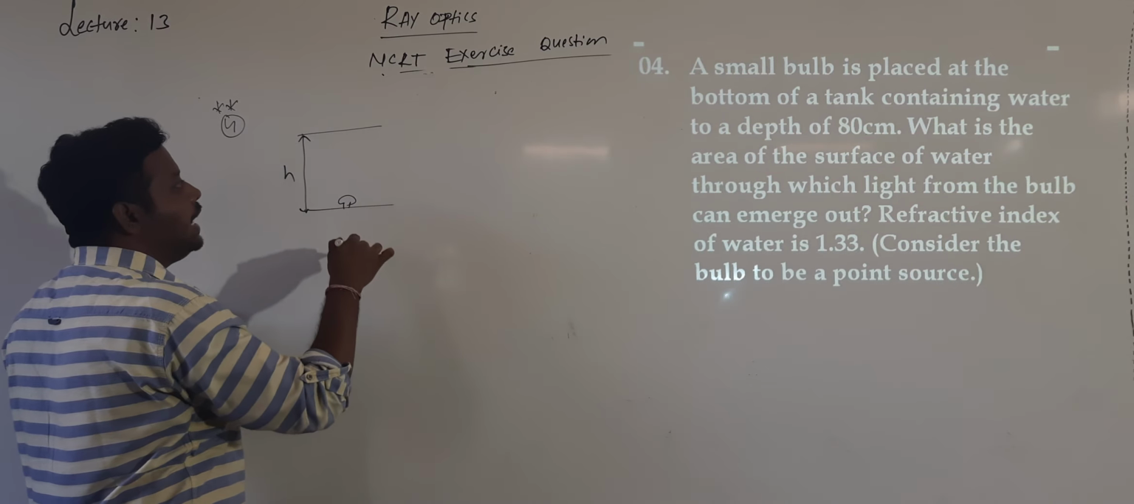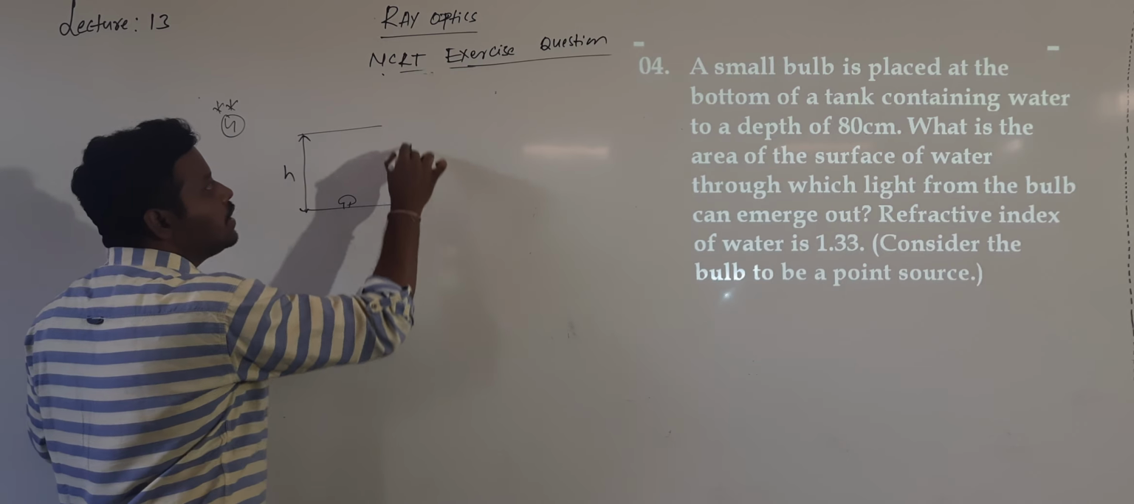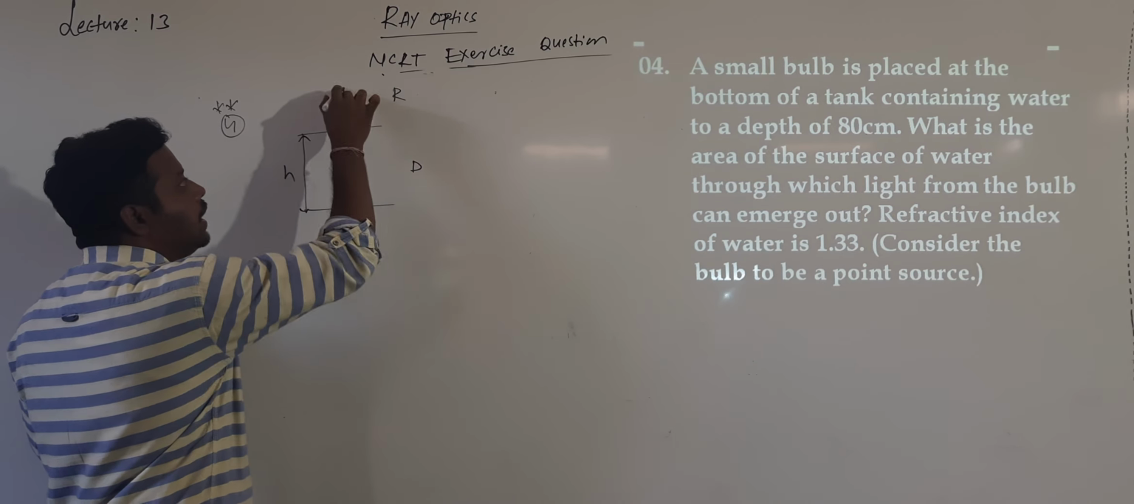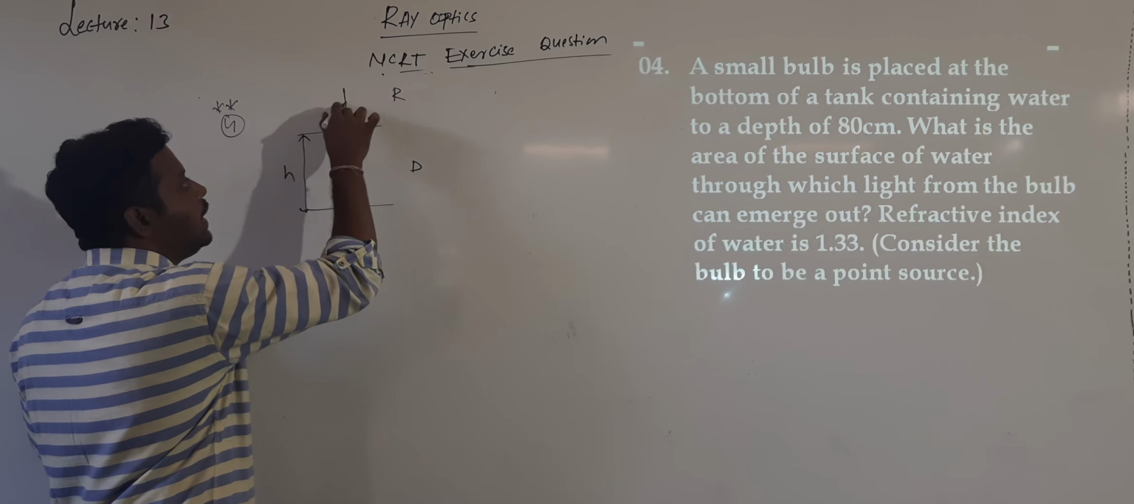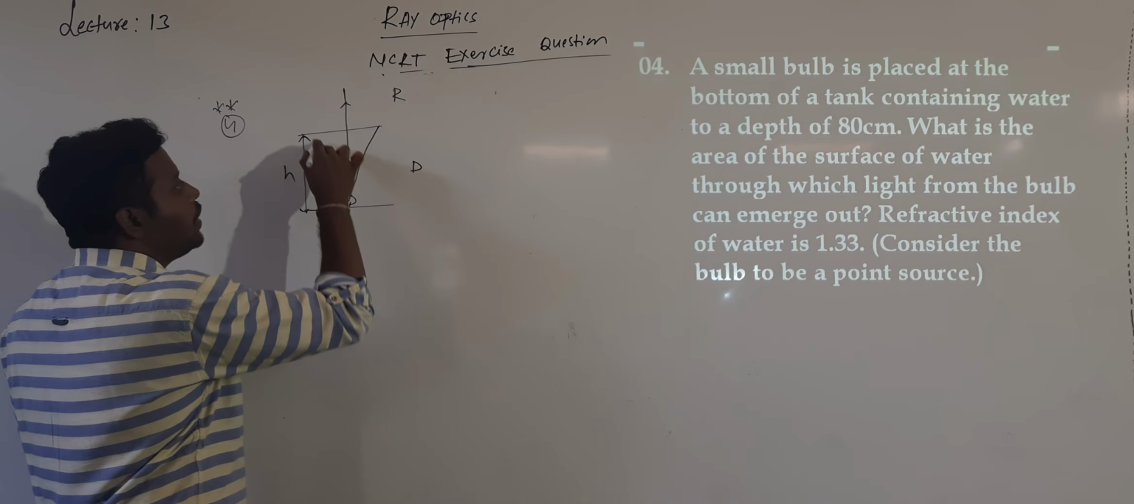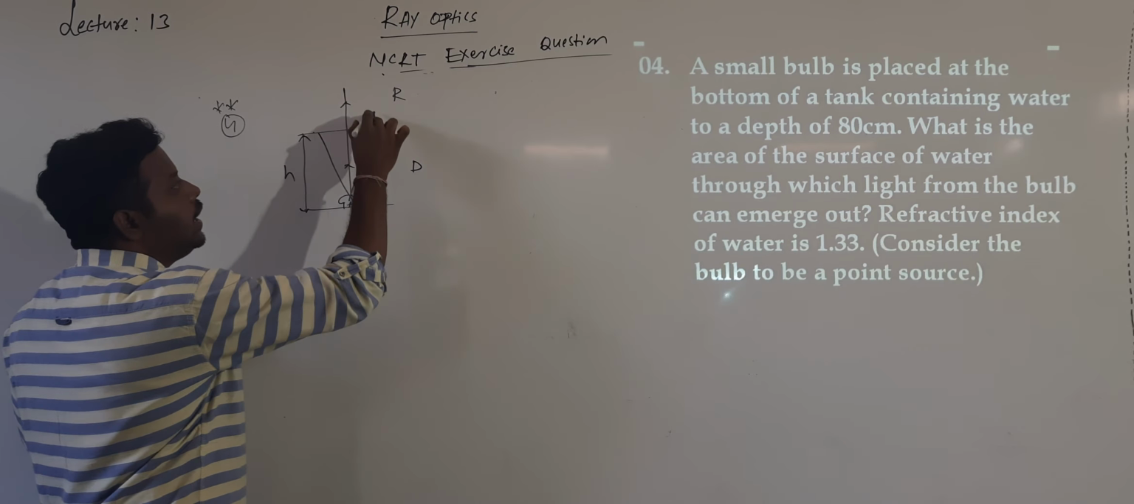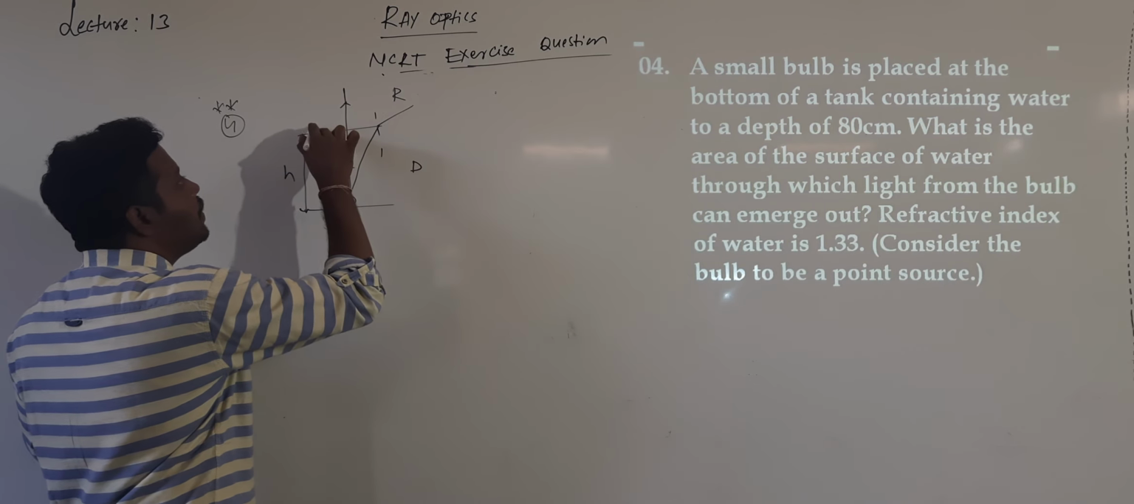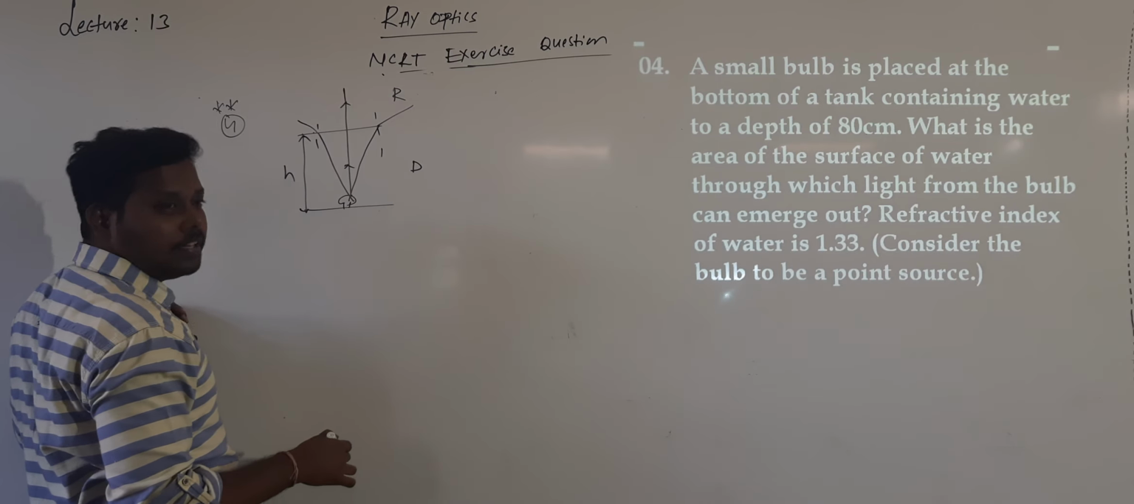Light rays will travel from an optically denser medium to a rarer medium. If the light rays are incident normally, they will come out without any deviation. Whenever light rays travel from an optically denser medium to a rarer medium, they bend away from the normal.